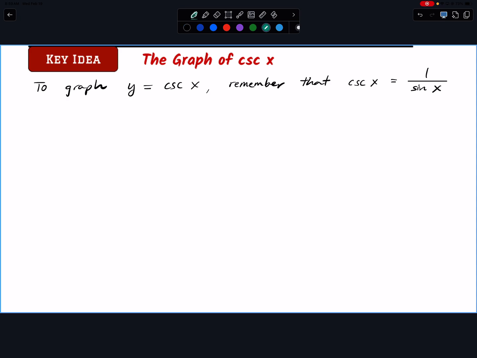Okay, so this means that the cosecant graph will have vertical asymptotes.